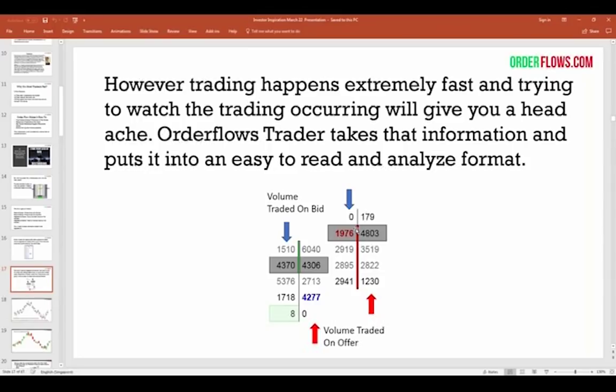I use it. I also use 1000% to refine certain markets. And now here you have a buying imbalance, 8 against 4277. Obviously that's well over 400%. This is a buying imbalance. 8 lots traded on the bid, 4277 traded on the offer when the market was bid offered here.